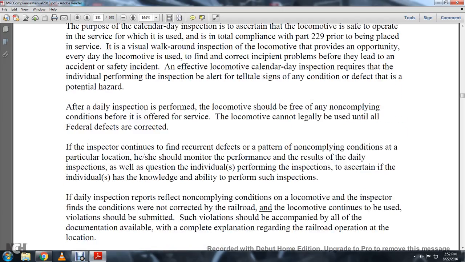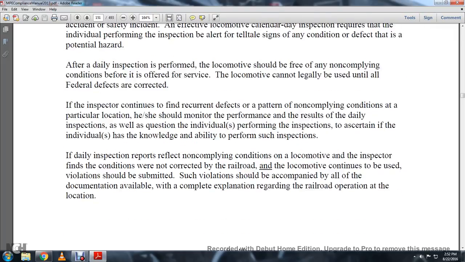After a daily inspection is performed, the locomotive should be free from any non-compliant conditions before it is offered for service. The locomotive cannot legally be used until the federal defects are corrected. If the inspection continues to find recurrent defects and a pattern of non-compliant conditions at a particular location, the performance results of the daily inspection should be questioned. The individual who performs the inspection must be certain to have the knowledge and ability to perform it. If daily inspection reports reflect non-compliant conditions on the locomotive, the inspector finds the conditions were not corrected by the railroad, and the locomotive continues to be used, a violation shall be submitted.